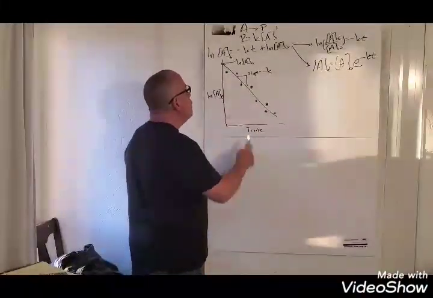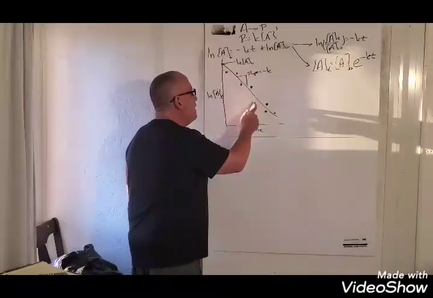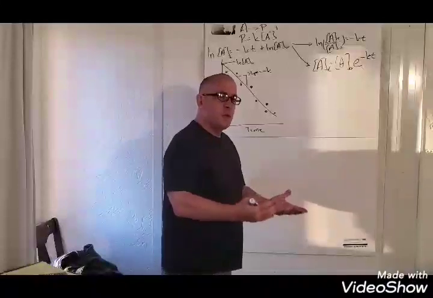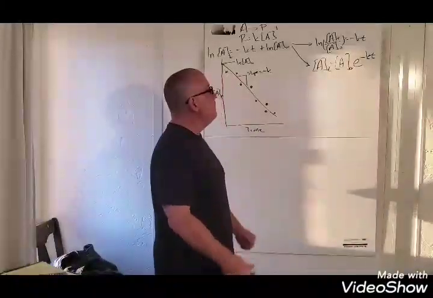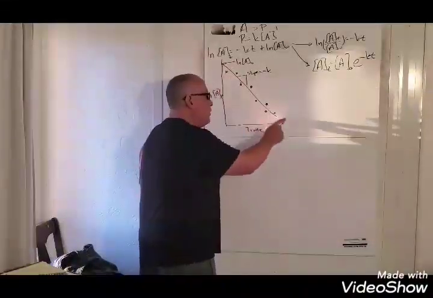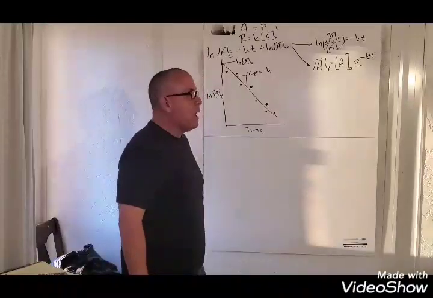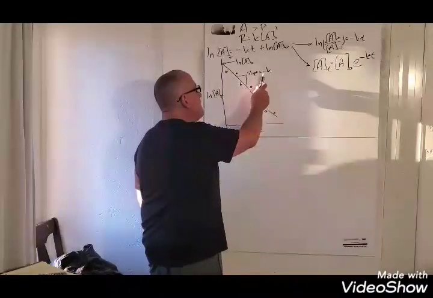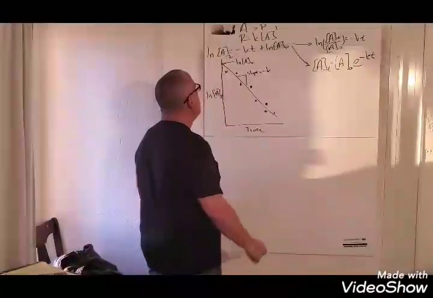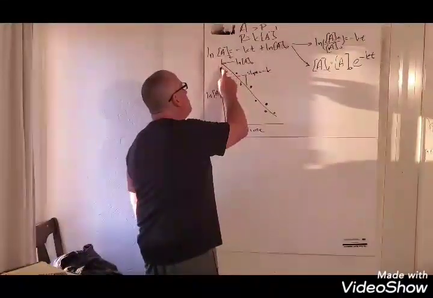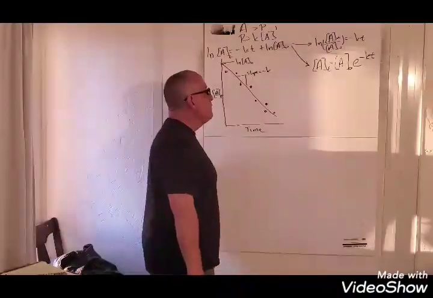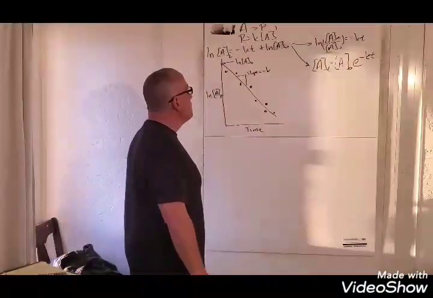Notice these are my actual data points. They're scattered a little bit because they have some experimental error in them. I didn't measure perfectly. This black line going through the middle of them is my best fit line. The slope from the best fit line is equal to minus K. And this intercept right here is equal to the natural log of the original concentration.